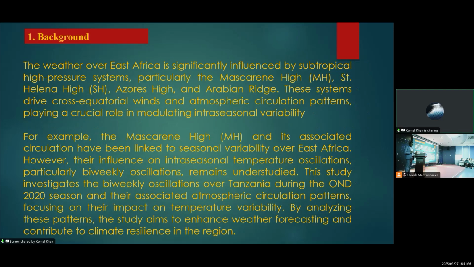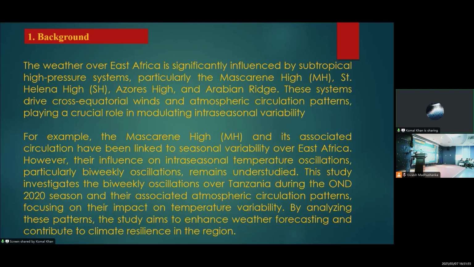The weather of West Africa is significantly influenced by subtropical high pressure systems. We have 4 systems which influence weather in East Africa. One is the high pressure systems. One is Mascarene High. These are pressure systems, okay? So one is Mascarene High. Second is St. Helena High. Third, Azores and the Arabian Ridge.